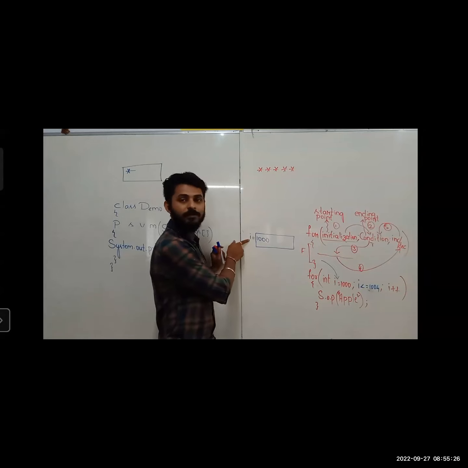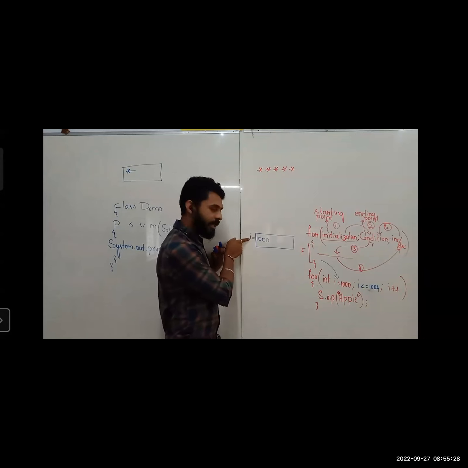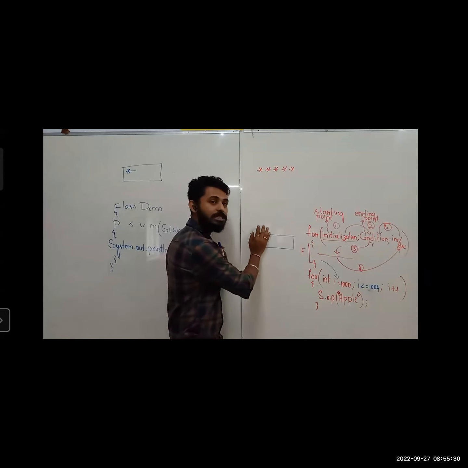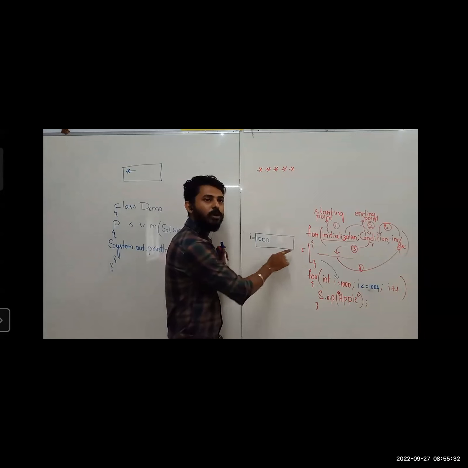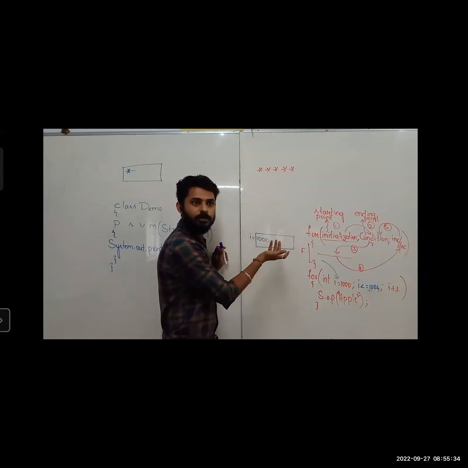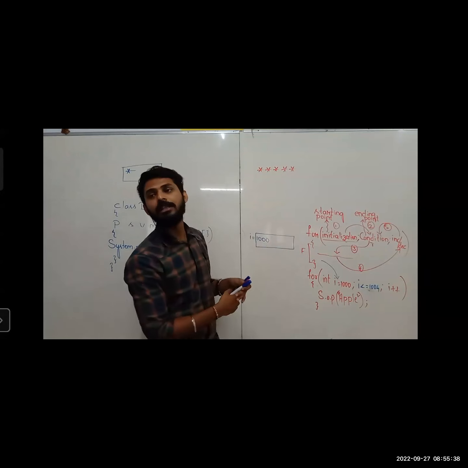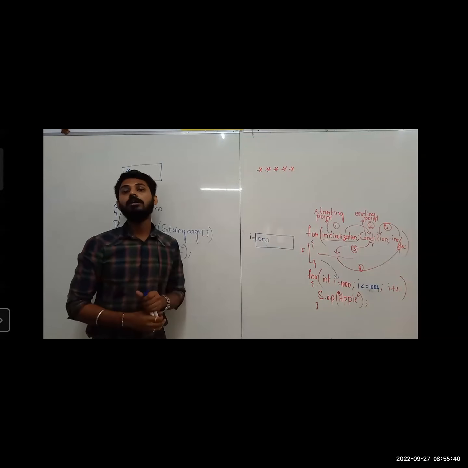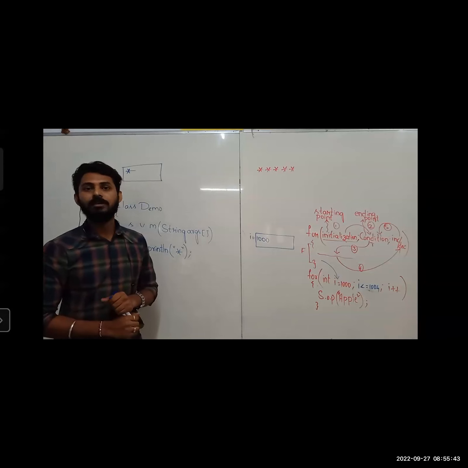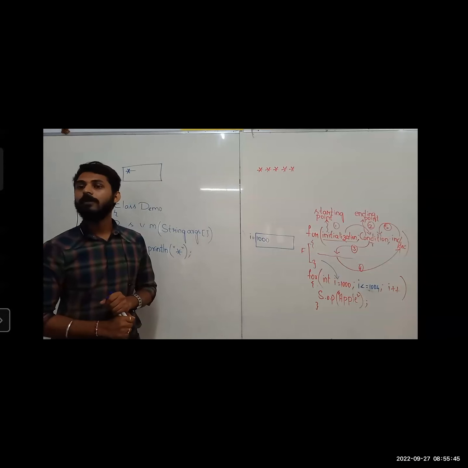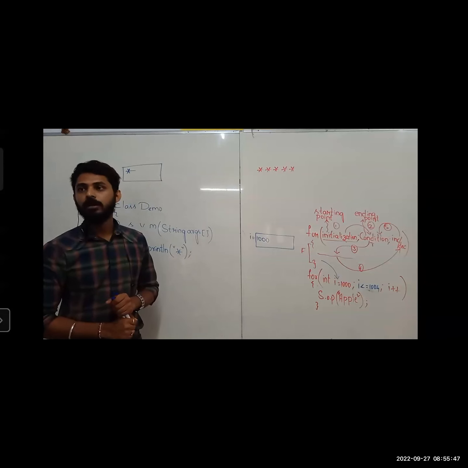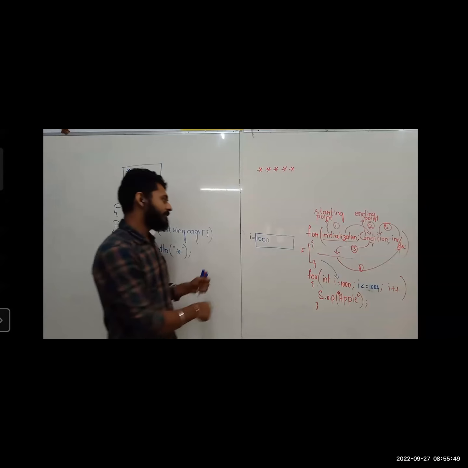So what is this? This is the name given to this memory location. In this memory location, what can I store? Some value I can store. So basically, a variable is nothing but the name given to the memory location where I can store a value. Clear? Okay. So now I have stored 1000.